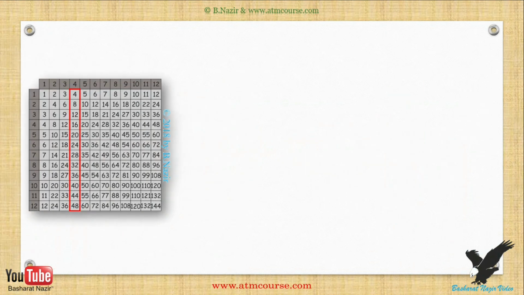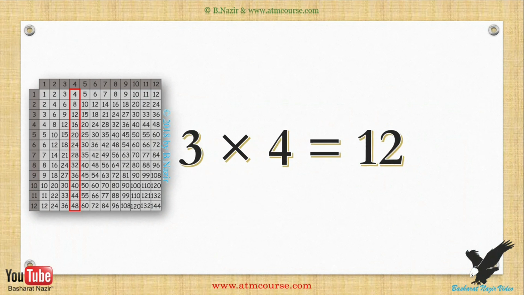To multiply 3 by 4, we first select the 3 from the left gray column on the grid and then move across the grid until we are in the 4 column, marked in red. Where the row for 3 crosses the 4 column, this gives you the answer. The answer for 3 times 4 is 12, so we say 3 times 4 is 12.